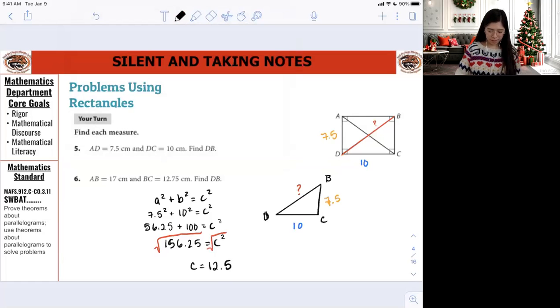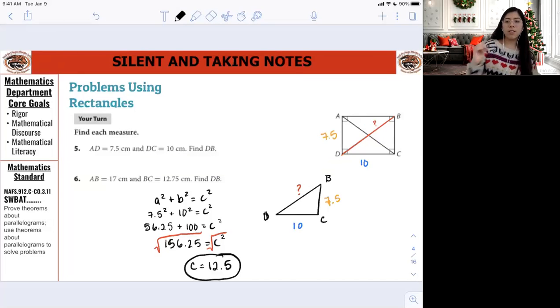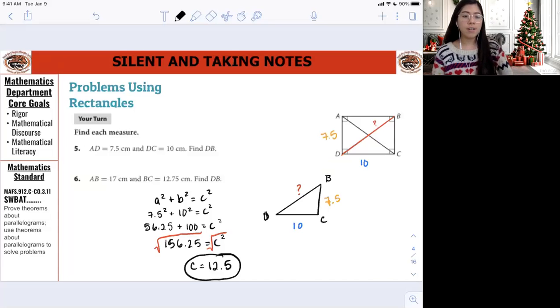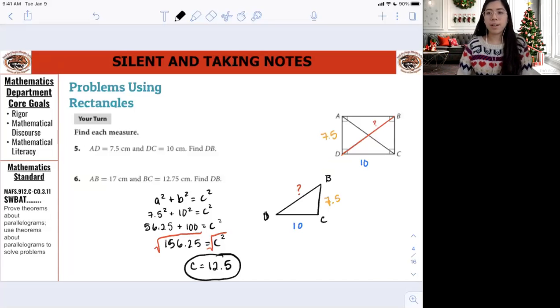Do we get 12.5? Good. So that's how we get that missing value. So remember what I said, Pythagorean theorem comes back. Anytime you have a right angle, anytime you have a right triangle, that should be your first thought: okay, Mr. Pythagoras is going to help me out in this scenario.